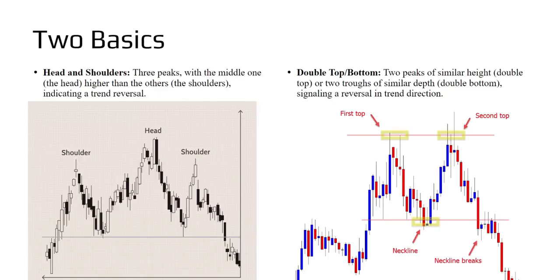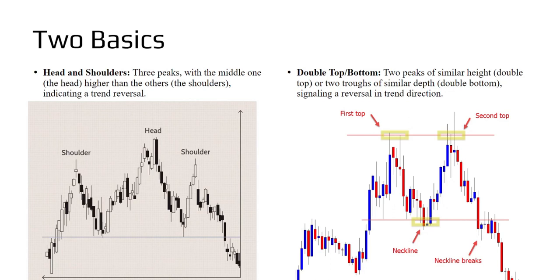So some basics that we all know, we got head and shoulders, which are 3 peaks. The one in the middle is going to be the tallest peak. It's going to be the head. And then you'll have the 2 smaller peaks on the outside where it's the shoulders. And they can indicate trend reversal. And they usually do almost every time. Almost every time. It's wild how that happens.